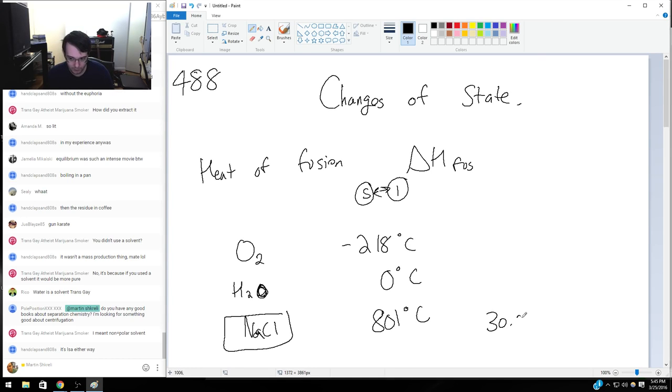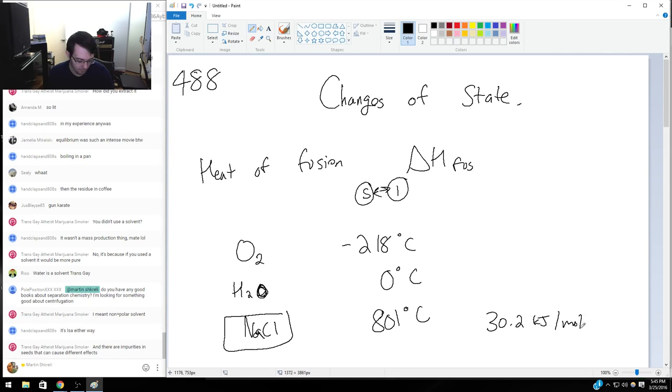And the enthalpy of fusion makes a lot of sense. This is 30.2 kilojoules per mole. This is 6 kilojoules per mole. And this sort of happens quite easily. It's 0.45 kilojoules per mole, takes almost no energy. So this makes a lot of sense in terms of heat of fusion.